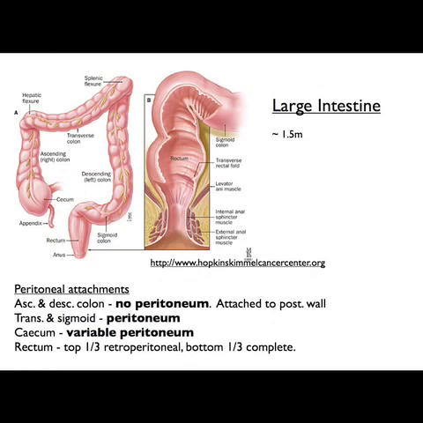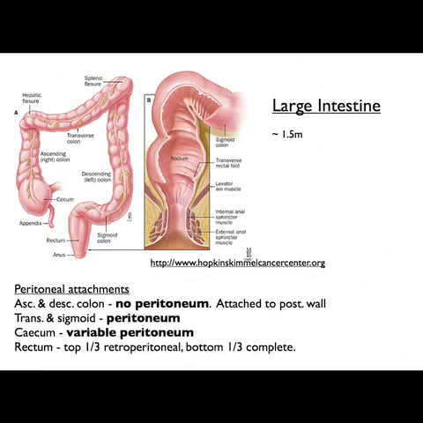Then there's the ascending colon, which goes up to the hepatic flexure, and then the transverse colon across to the splenic flexure, descending colon, sigmoid colon, and then the rectum and anus. Easy stuff, you should know it already. The ascending and descending colon have no peritoneum attached. They're attached to the posterior wall, whereas the transverse and the sigmoid have peritoneum attached. And the cecum is variable from person to person.